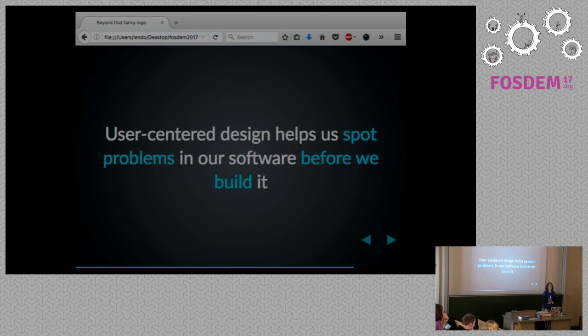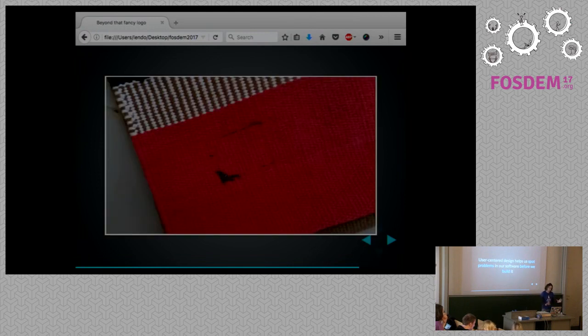User-centered design helps us spot problems before we build the software. Because why is this important? Well, because once you have stitched the label to the rug, once you've made a mistake, the only solution is forcing a workaround upon your users. In this case, the yoga school said you have to rip off the label from your rug, otherwise you will not be allowed in. Now, the Jois family commands a lot of respect from the students, and everybody agreed to do so. But guess what?